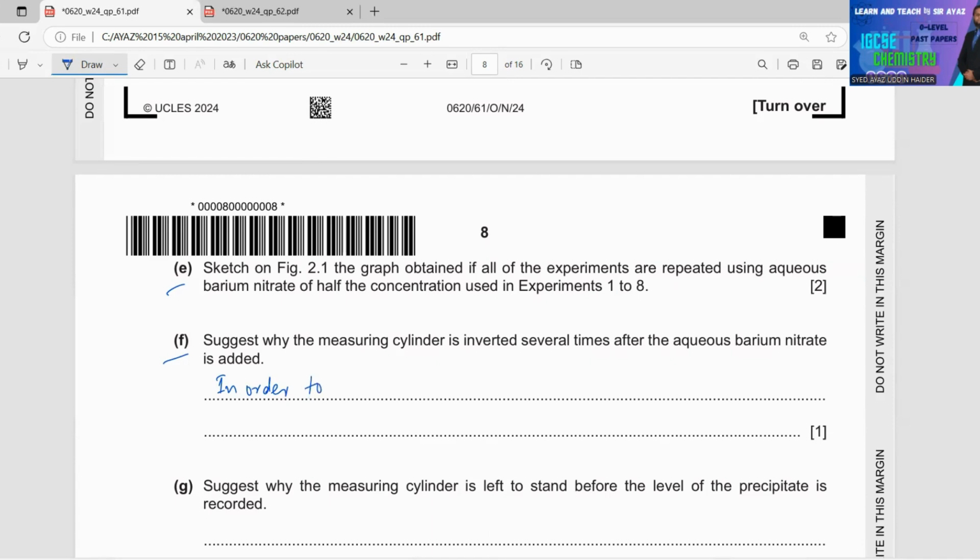In order to mix the reactants, so that there will be equal distribution of concentration throughout the mixture.